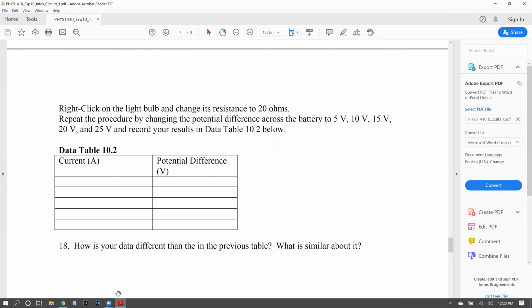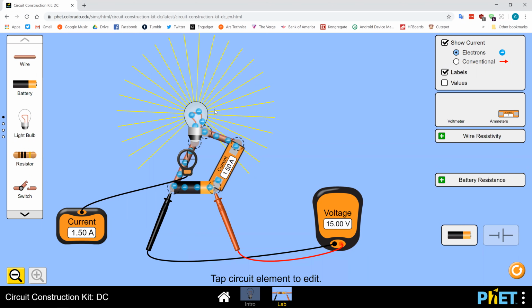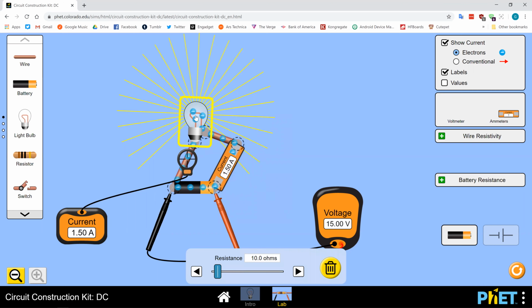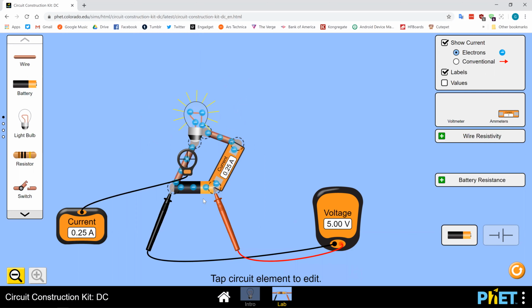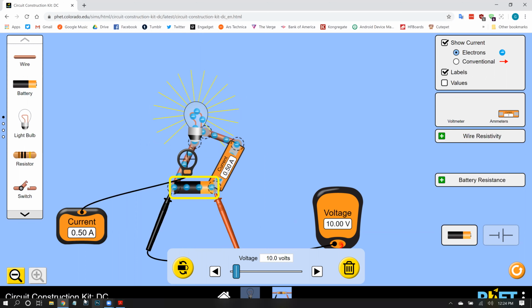So this one, second table is the exact same thing we just did for the light bulb, but we're going to change its resistance first. So I click on it, not right click. If you right click, I don't think it does. Yeah, it doesn't do anything in the browser. So click on this, go ahead and turn it up to 20 ohms. Put my battery back down to 5 volts and record the current. Increase to 10 volts, record the current, and so on until you fill in the table again.